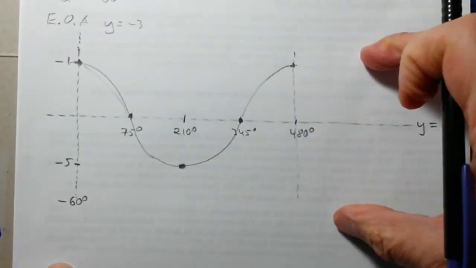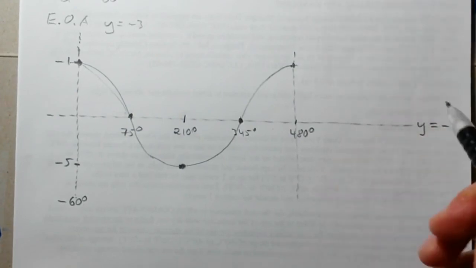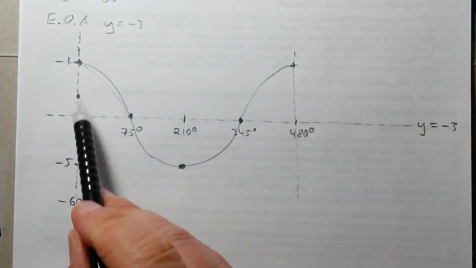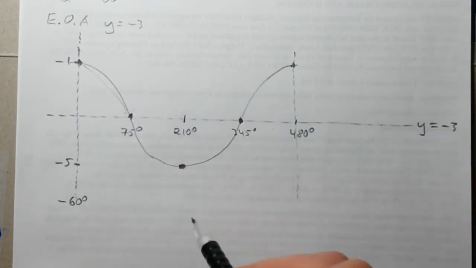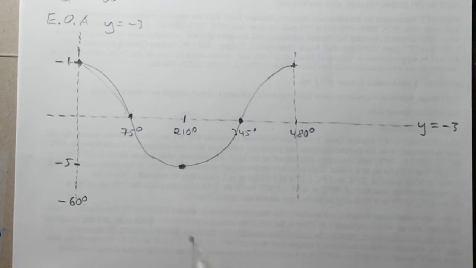If you show me this, you get full marks. Make sure you label your axes and the key points. You show them the max and the min. And that is it.